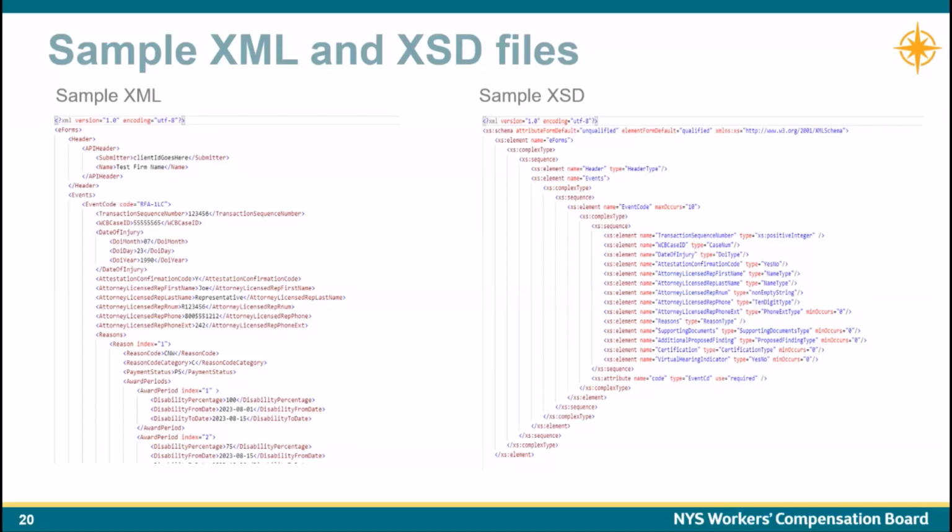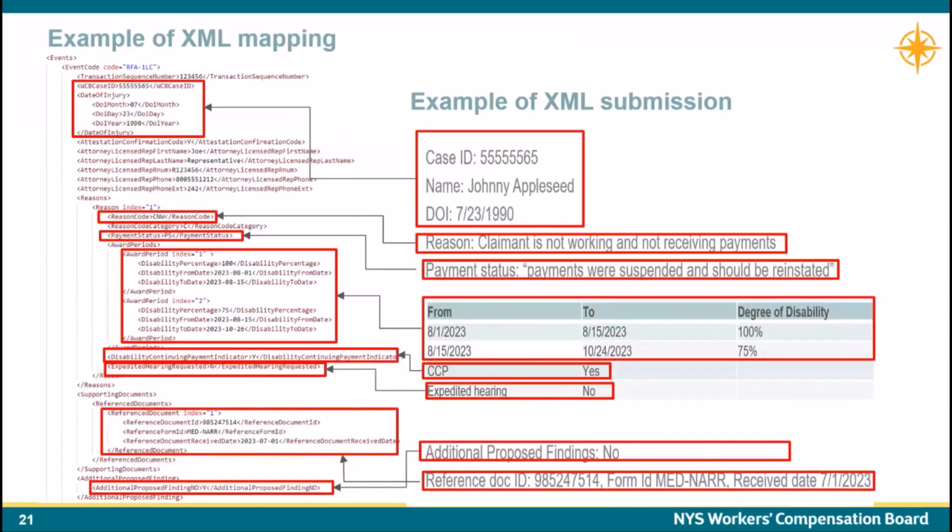So in this sample XML, the XML template has 2 main sections, the header node and the event details node. The header node contains the sender information. The event node has 5 mandatory sections and 2 key search data elements. 2 key search data elements are WCB case ID and date of injury. If the data in the key search element does not match with the data in the board's database, we will reject the transaction without any further processing.